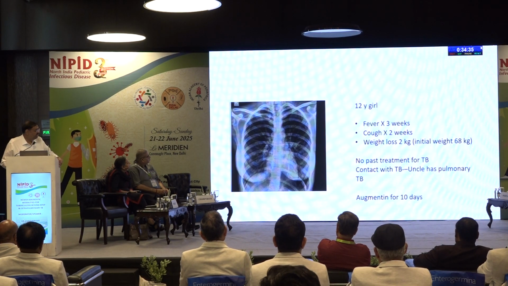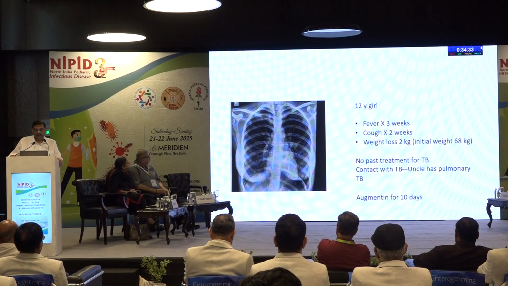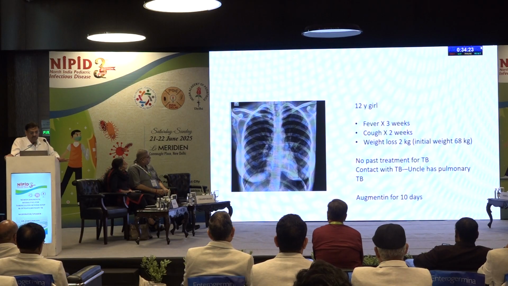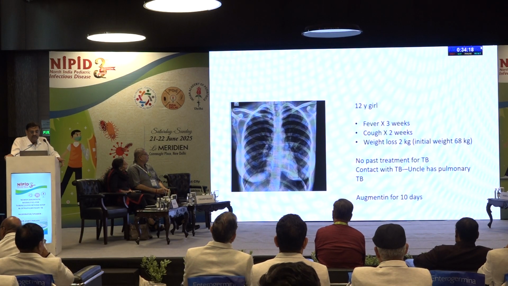So let's go on with this background. Let's go on with this case. This is a 12-year-old girl who presents to us with a 3-week history of documented fever. She has coughed for 2 weeks and she has lost 2 kgs of weight. Her initial weight was around 68. She hasn't been treated ever for tuberculosis.